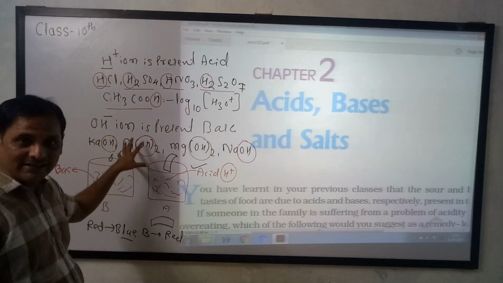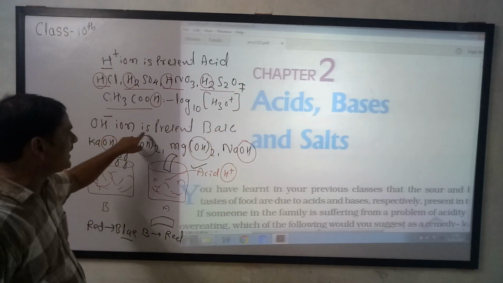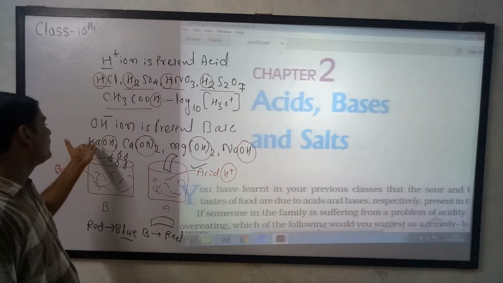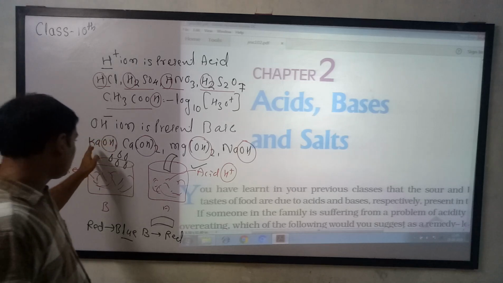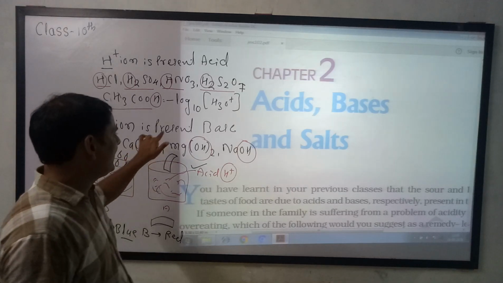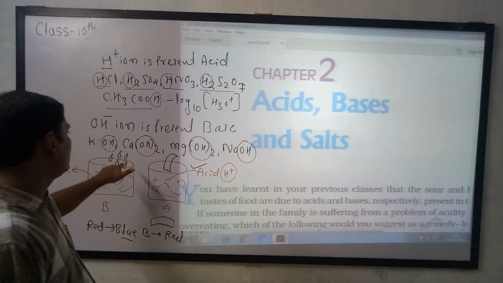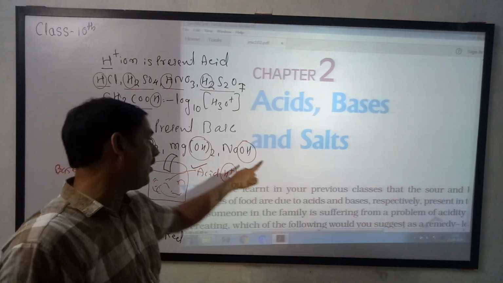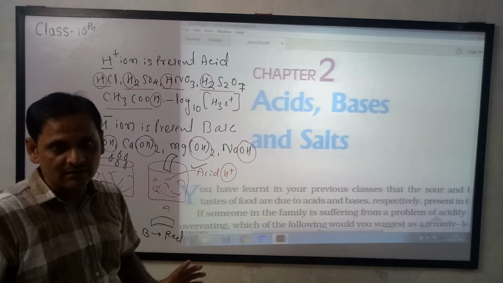Another example is the base. According to Arrhenius, a substance in which OH minus ion is present is a base. Lots of examples here: KOH, Ca(OH)2, Mg(OH)2, NaOH. Here OH minus means hydroxide ion is present, so all these examples are basic.